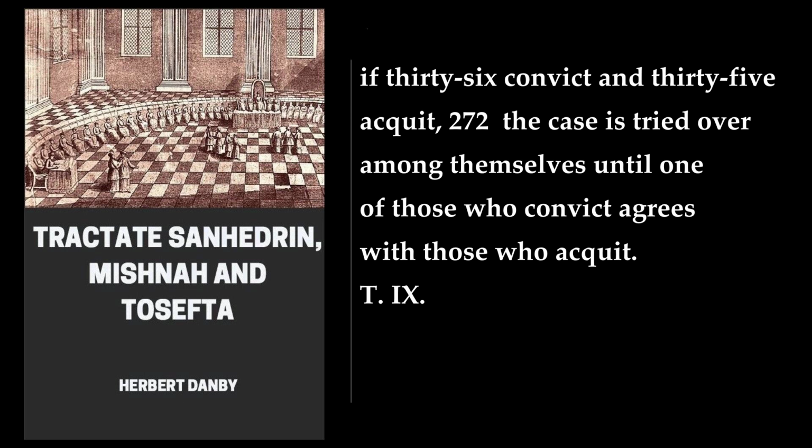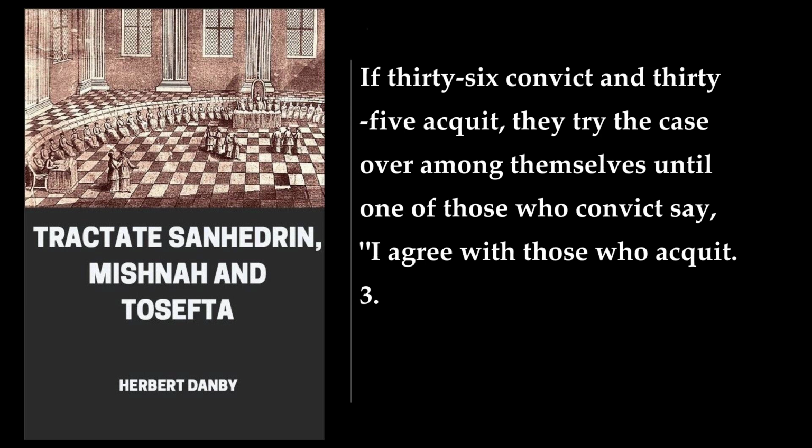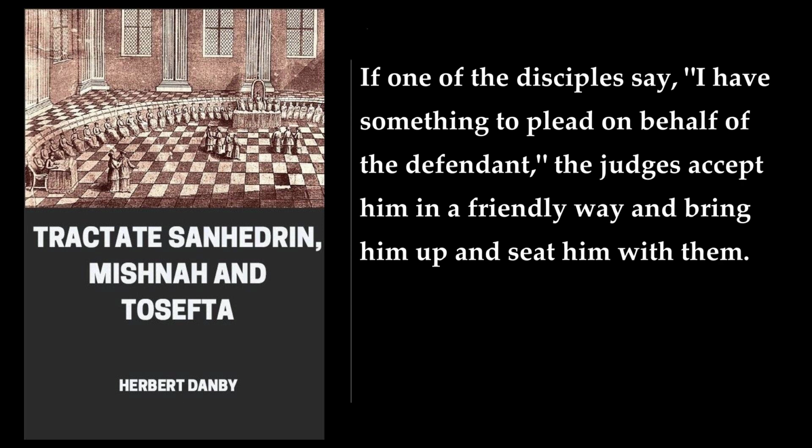T. 9. 2. If they find for the defendant, they set him free. If not, the matter is decided by vote. If 36 acquit and 35 convict, he is acquitted. If 36 convict and 35 acquit, they try the case over among themselves until one of those who convict says, I agree with those who acquit. 3. If one of the disciples says, I have something to plead on behalf of the defendant, the judges accept him in a friendly way and bring him up and seat him with them.